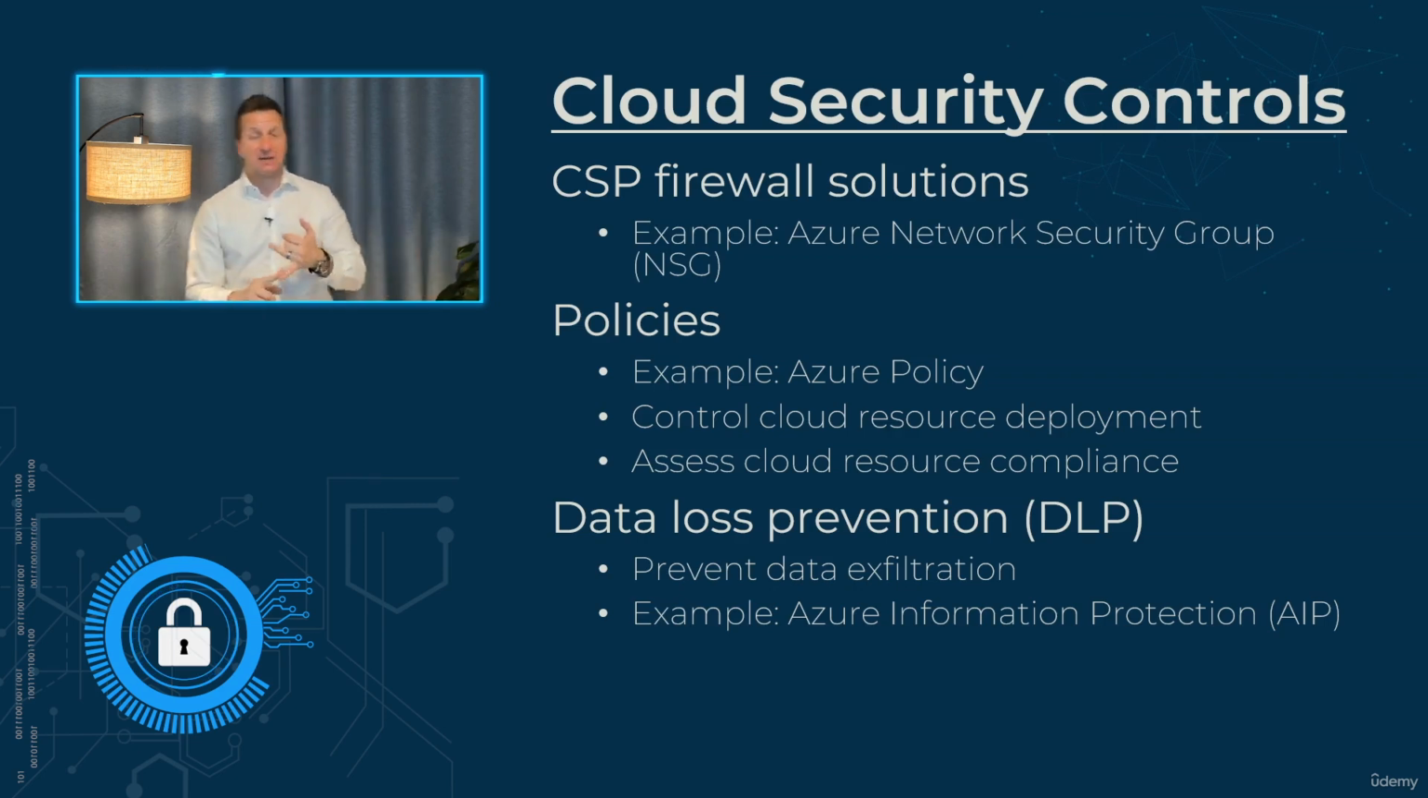A policy might also be used to check compliance. Do we have virtual machines hardened in alignment with the PCI DSS cardholder information security standard? We can have that done automatically, a compliance check essentially. We know that data loss prevention, or DLP, prevents data exfiltration. Well, we can do that in the cloud directly itself, such as with Azure Information Protection, or AIP.